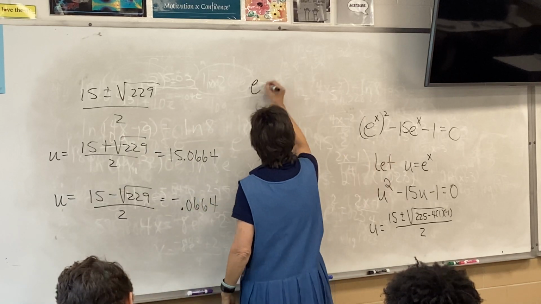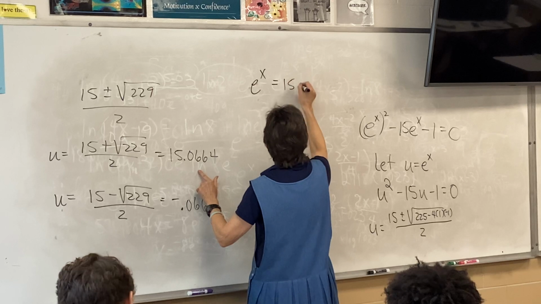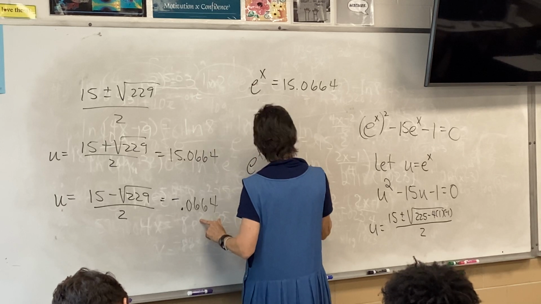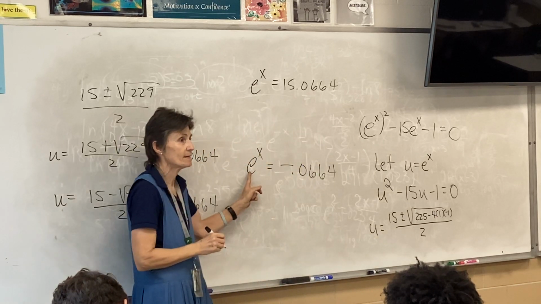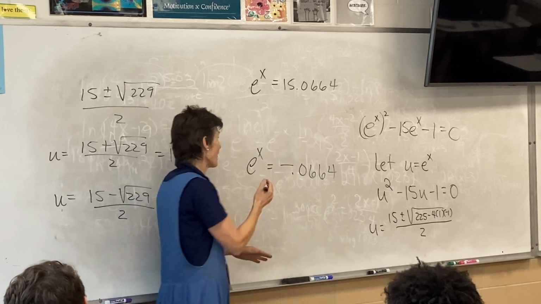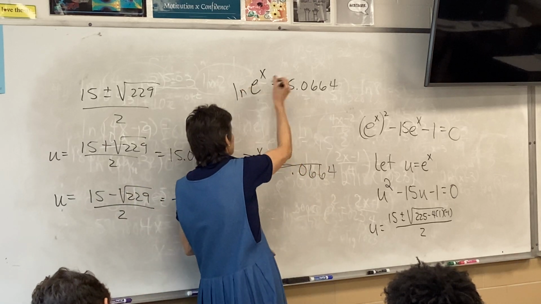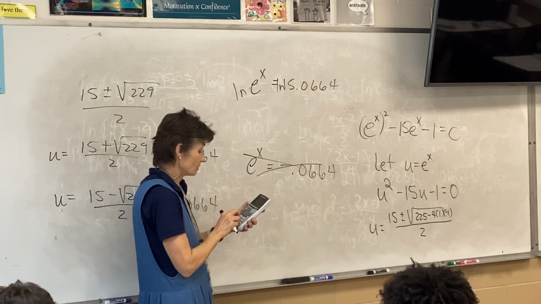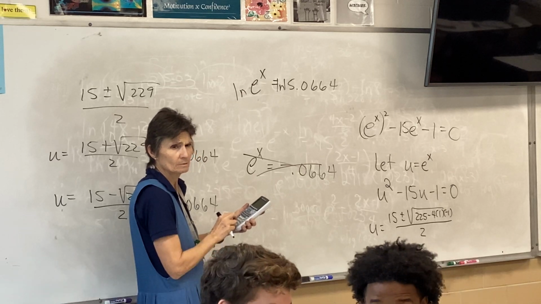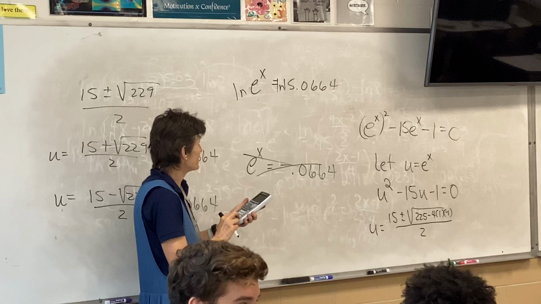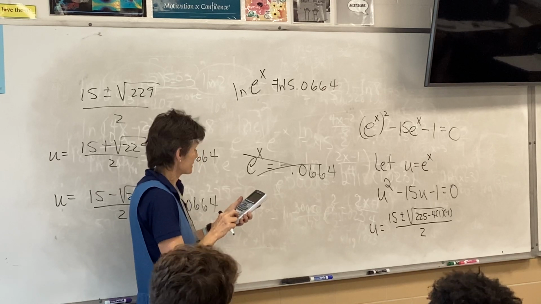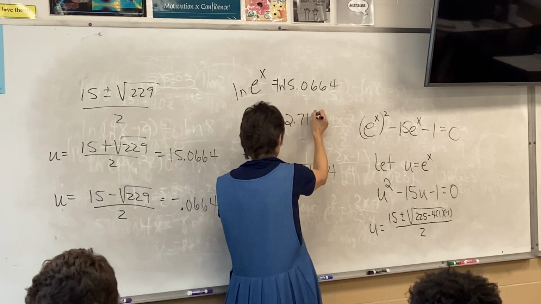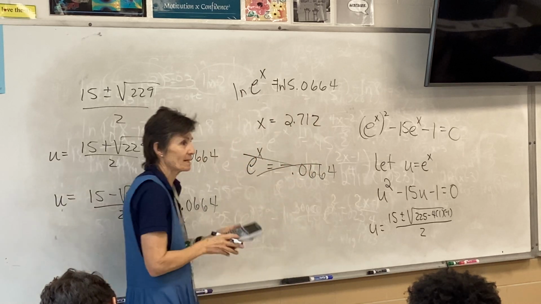So e to the x is 15.0664, or e to the x is not negative 0.0664 because we can't raise e to a power and be negative. So that one's not going to work. I'll ln both sides. So x is going to be the natural log of 15. I got 2.71. I don't know how we're rounding off, but that's what I got.